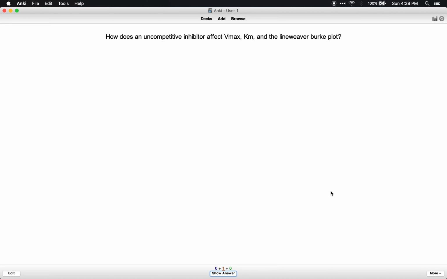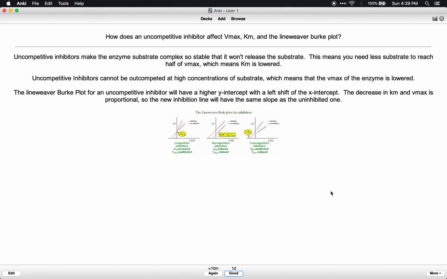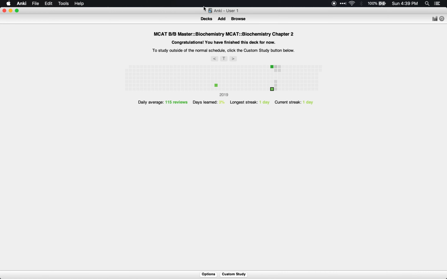Uncompetitive inhibitors are the ones that bind to the ES complex, preventing release. So this inhibits the enzyme, decreasing Vmax, and also affects substrate binding, so it decreases Km. So it's a leftward shift of the graph. Okay. That's Biochem Chapter 2.